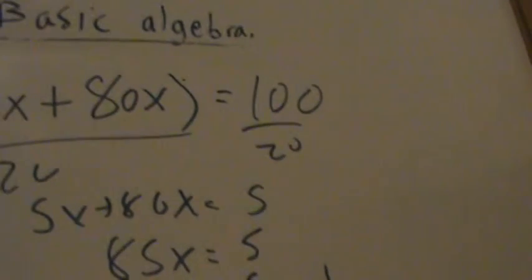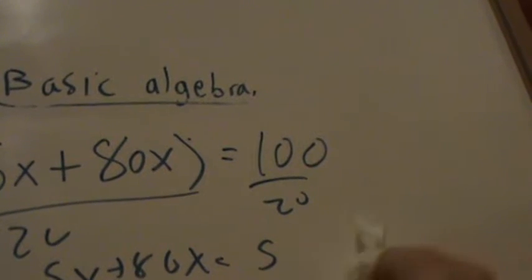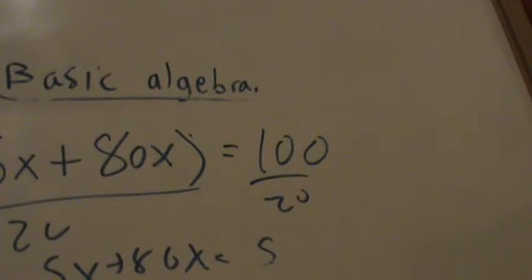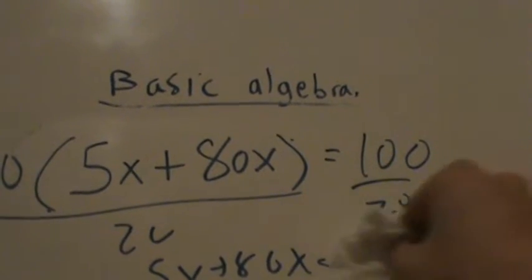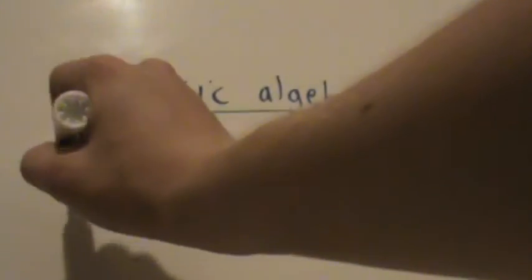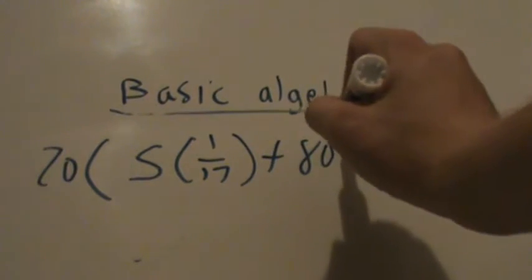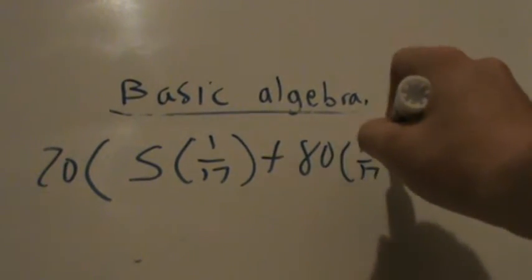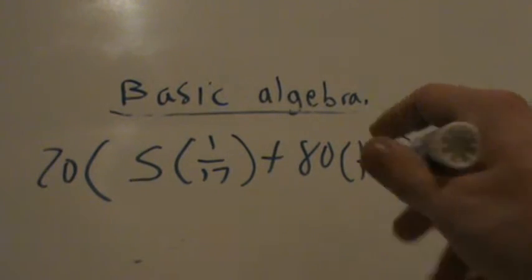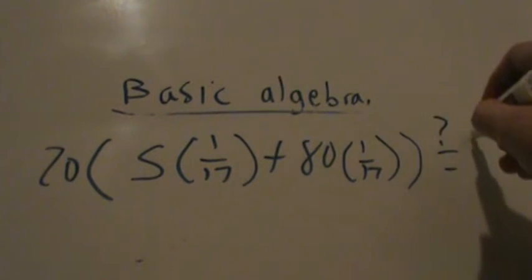So, let's prove this. We just determined that x has to be 1/17. So if we try to solve it, we'll do 20 times 5 times 1/17 plus 80 over 1/17. Does that equal 100?